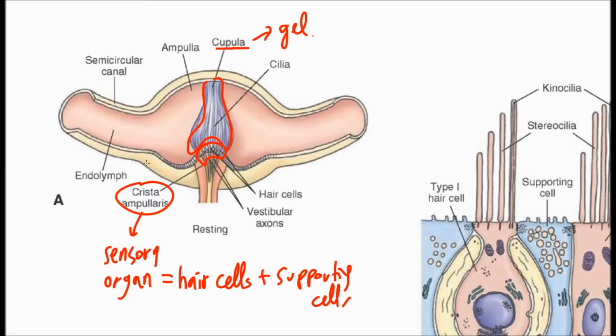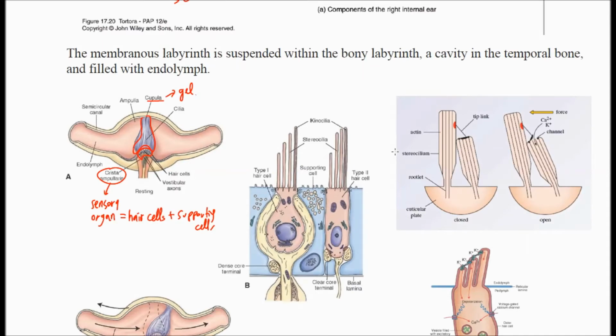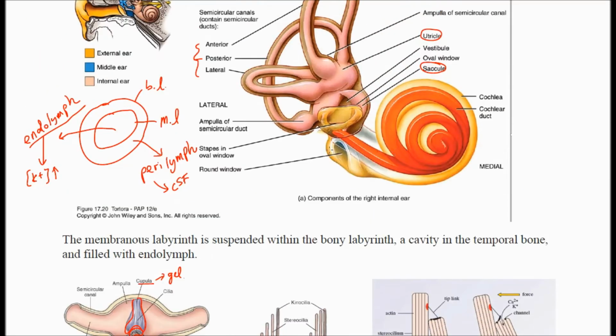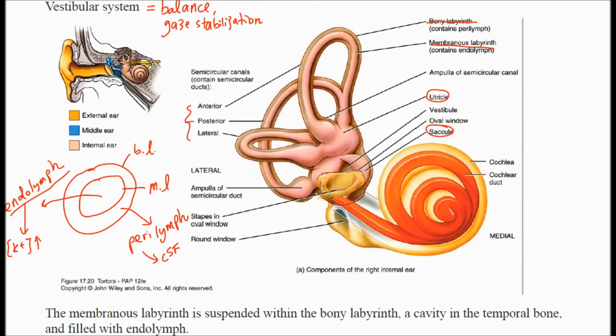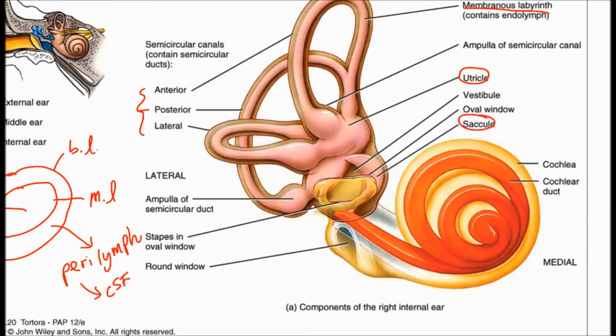So where can you find this crista ampullaris? If we go back to the first diagram, there's a swollen part in each of the semicircular canals, and that's called the ampulla of the semicircular duct. So you can find those crista ampullaris in those ampullae, plural.